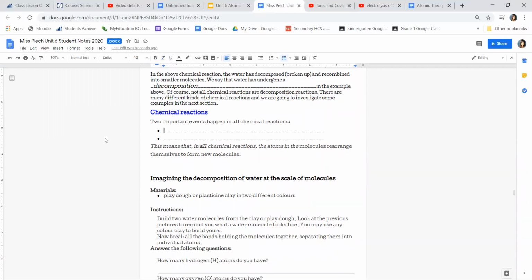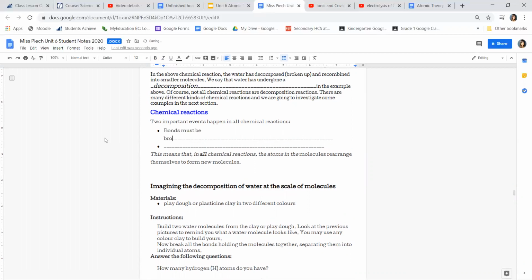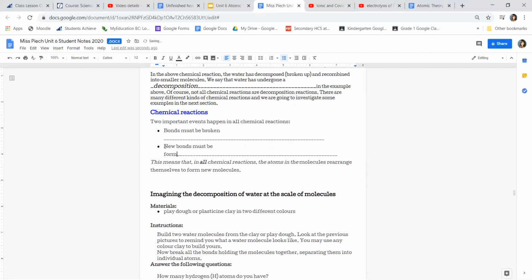And the last one I want you to take a look at for chemical reactions: two important events happen in all chemical reactions. Bonds must be broken, and new bonds must be formed. I like the idea of out with the old and in with the new. That's really what's happening: you've got bonds being broken and you're creating new bonds in a chemical reaction.